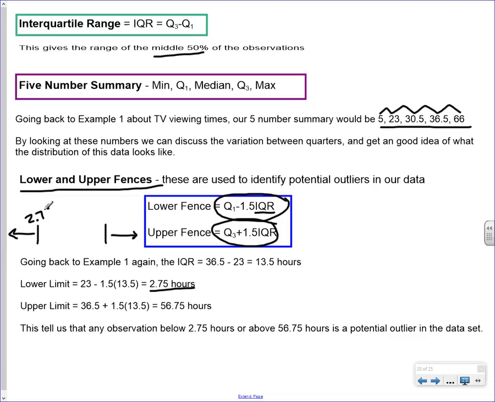Did we have any numbers below 2.75 in our data? No, 5 was the lowest. So based on this data, 5 is actually not an outlier, because it falls inside of the lower and upper fences. Now the upper limit is 56.75. Do we have any numbers that fall outside of 56.75? We do. 66 falls up here, so it would be considered an outlier. That was an extremely high television viewing time compared to all the other ones.